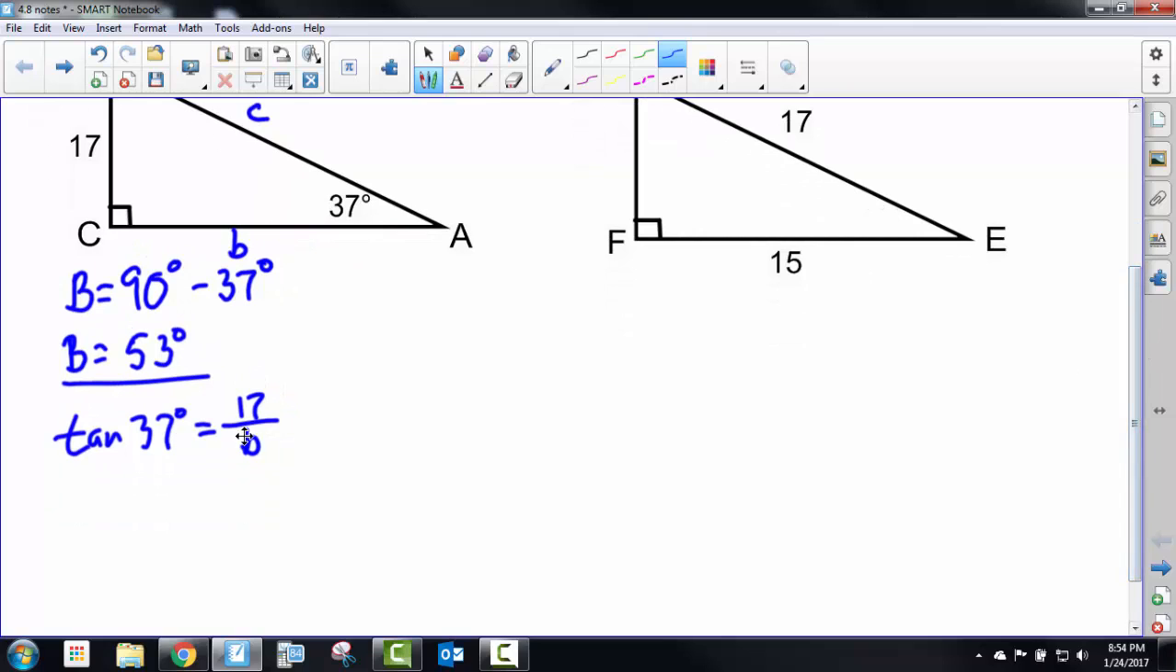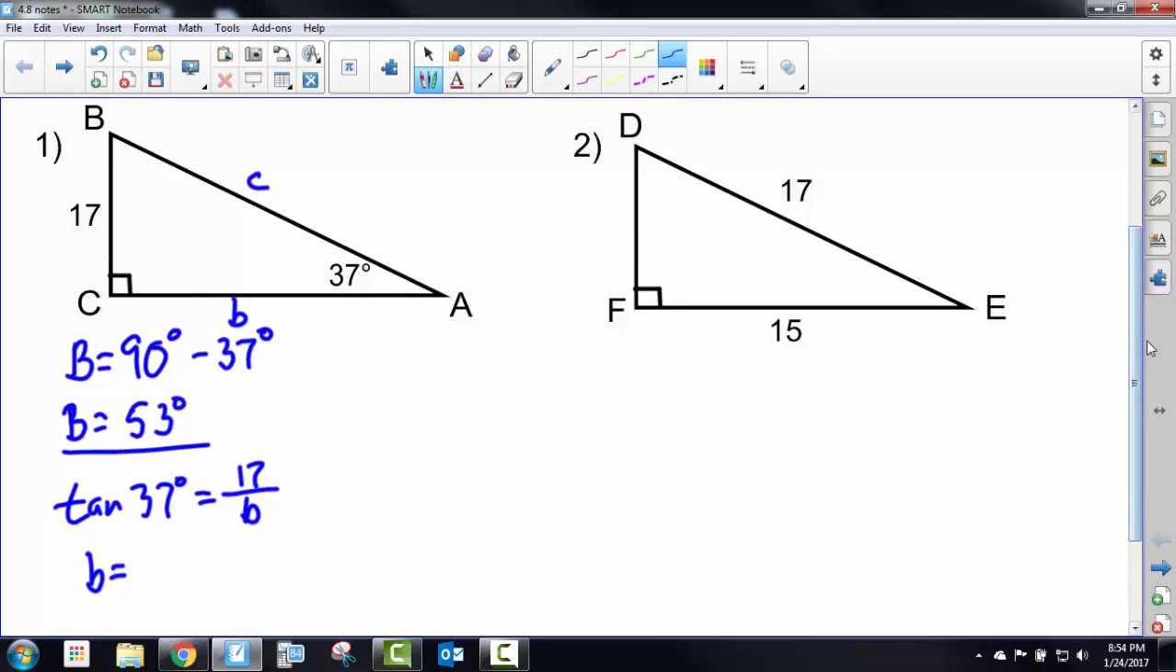When you punch this in your calculator, think of it as multiply both sides by b, divide both sides by tangent of 37, and you will get your answer. Do remember that since we are working in degrees, you need your calculator to also be in degrees. And it does say in the instructions to round to the nearest hundredth, so we'll do that.